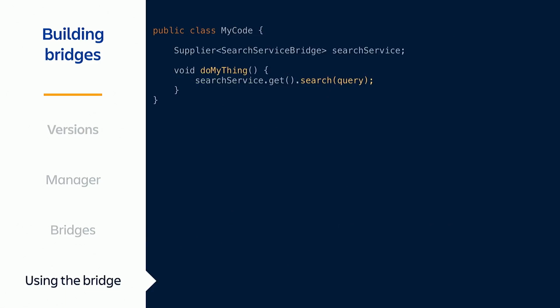So now, this is what your implementation looks like. You've got a do my thing. We access the search service, which is our bridge blueprint, and a provider, and say, hey, get me the right bridge. And that itself, all the logic to select the right bridge should be there.